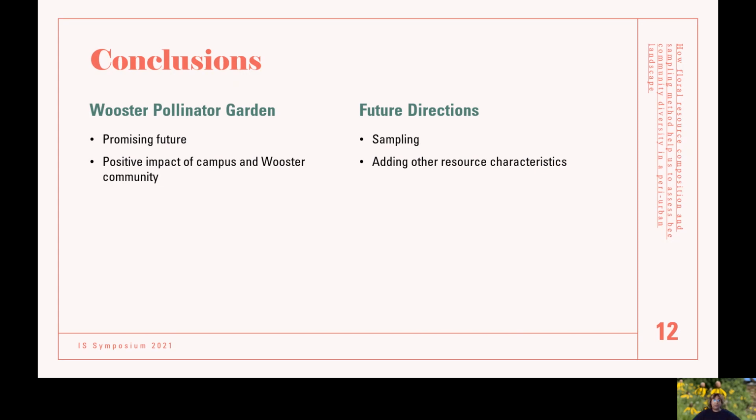As we continue to develop and study this plot, hopefully it'll only get better as we add more plants and it gets more established. I also hope that this will have a positive impact on both the campus and Worcester community. And for future directions, it would be interesting to try different colors of bowls for my sampling, to try a longer sampling period throughout the entire summer, and also adding other floral resource characteristics, such as when flowering begins and ends, would be a very important factor as well.